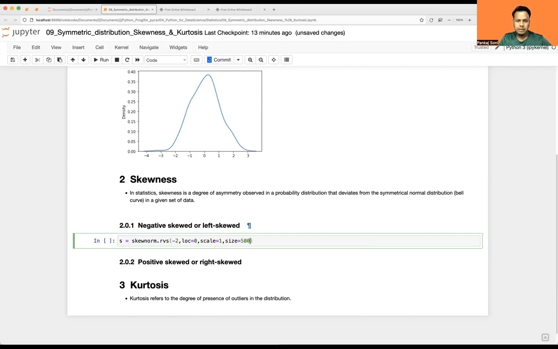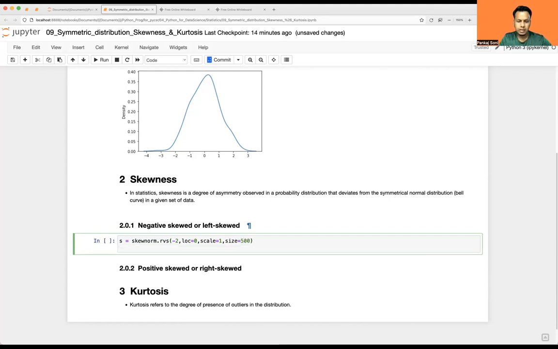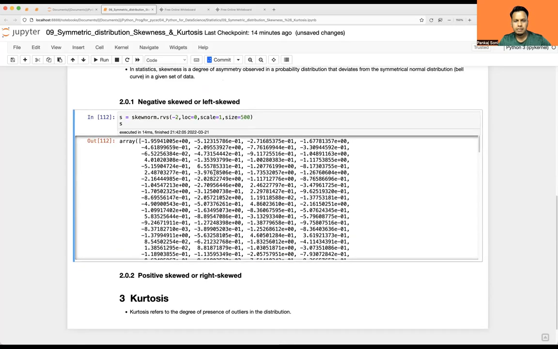Equal to, let's say, 500. Okay, and let's go ahead and print it. So if you just see here, it is going to generate that data which is a little negatively skewed. Okay, so how to see that? By looking at the values, you will not notice whether it is really negatively skewed or positively skewed. So better you just do the plotting.